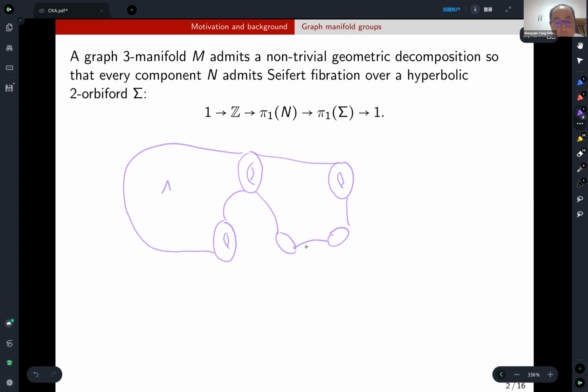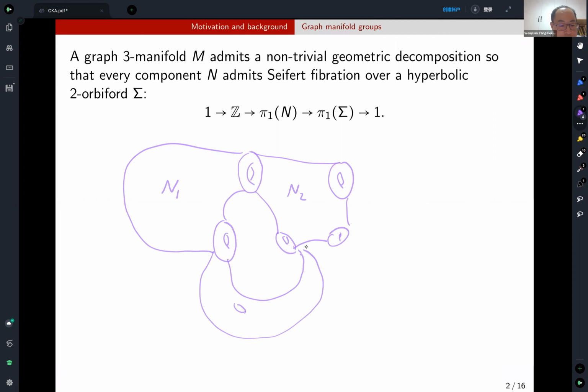So each piece will have some fibration. This is called a Seifert fibration. This means maybe there are more pieces. Yeah, then maybe you can close here. So for each piece, roughly you can think of these as circle bundles over surfaces. For instance, here we have a surface.